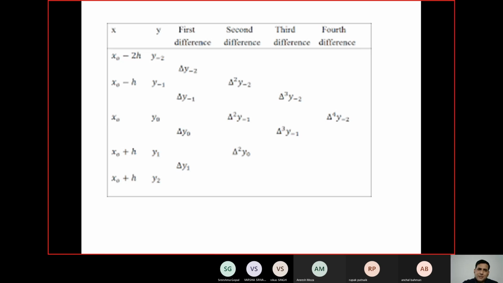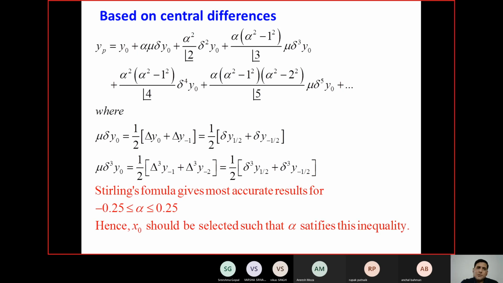This is another way to write the same thing in a tabular frame. So -2 -1 0 1, then -1 0 -2, then -1 -2, then again -2. These are the nomenclature that need to be followed. You can also derive that formula based on central difference. Previously you took forward and backward and the average of two. Now you are doing it based on the central difference.